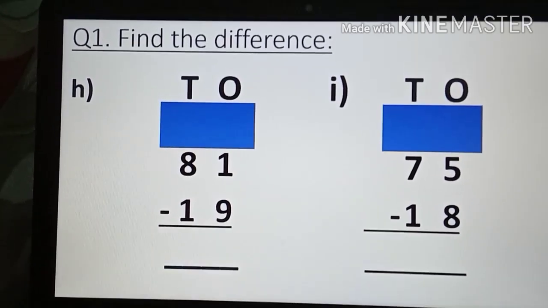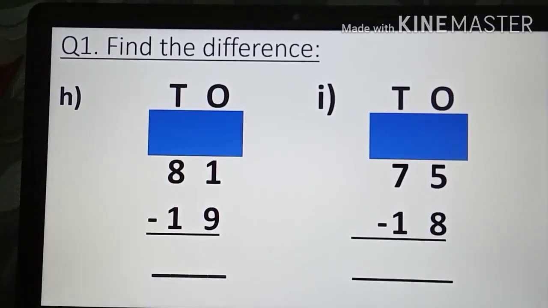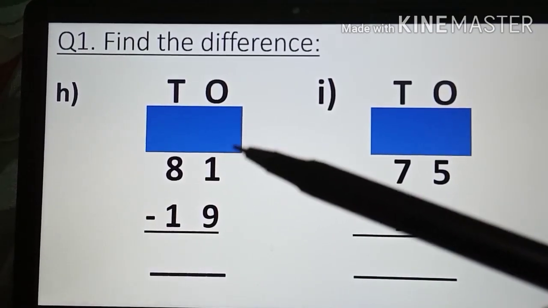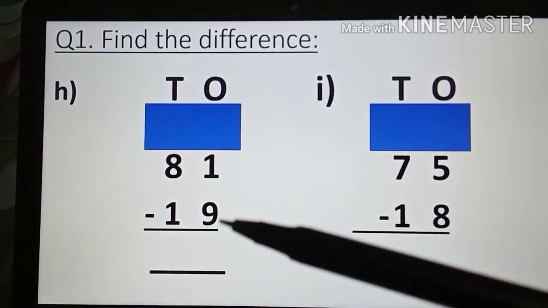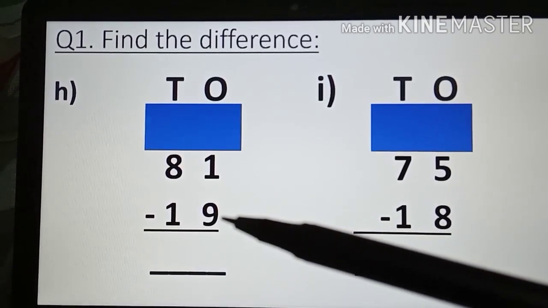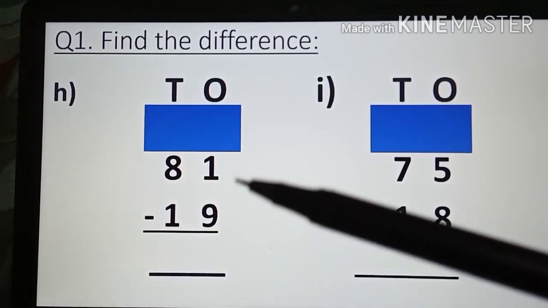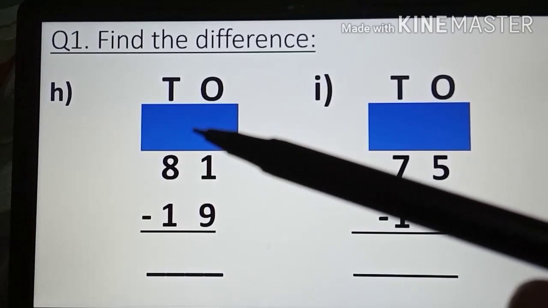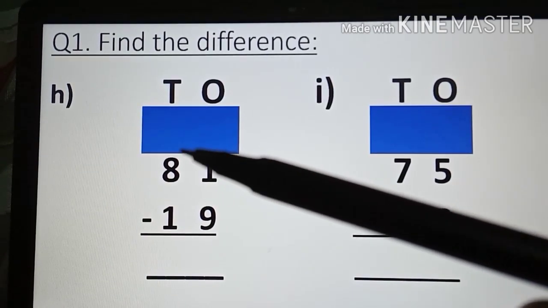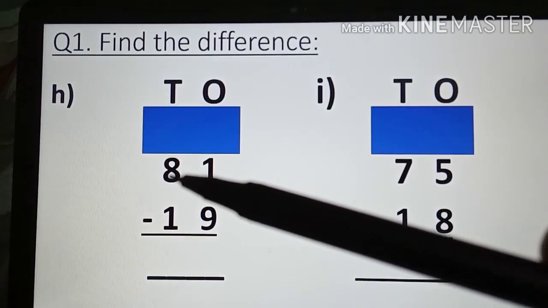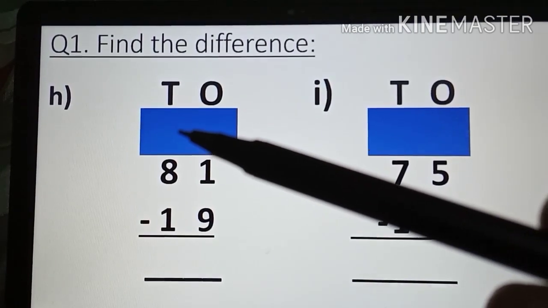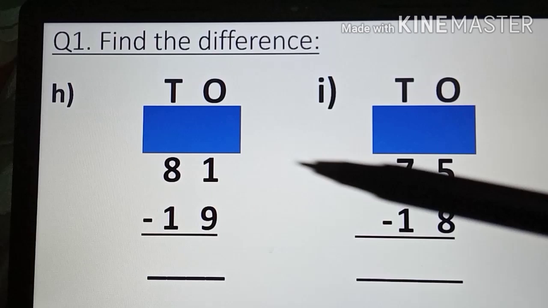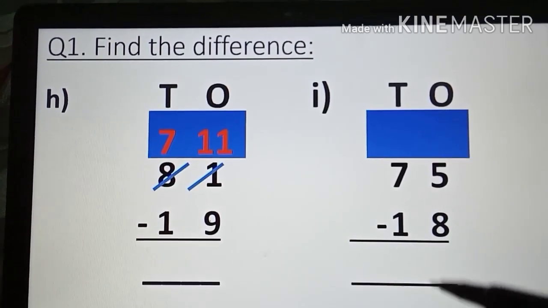Clear? Okay. Now move to next question. Question number H. Again you have to find the difference here. We have to subtract 19 from 81. Now look at the ones column, children. Under the ones column we have digits 1 and 9. As you know, we cannot subtract 9 from 1 because 1 is smaller than 9. So 1 will borrow 1 ten from this 8 tens. So 8 tens we will cancel. Write here 7 tens. And this 1 will become 11. Okay. So cancel and write here.